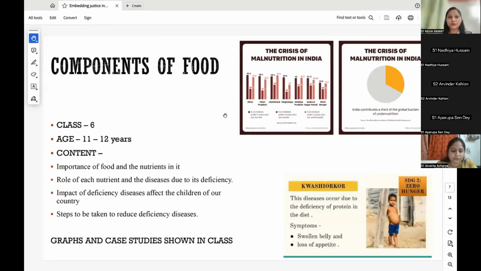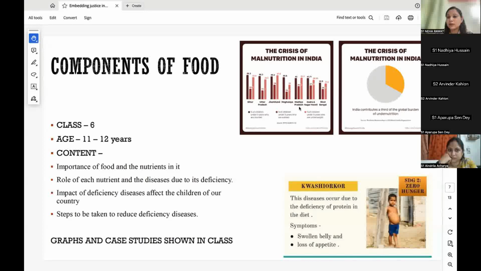Next is again related to food. So here we have taught students about different components of food, why nutrition is important, importance of food in our daily life, and it is basically focusing on SDG 2, which is zero hunger. Students were taught about importance of food and nutrients first, the role of nutrient in our body, and then how it can impact, and in a longer run we can have deficiency diseases and it can affect the children in our country. These pictures were shown, case studies were shown to them, also to state the facts.